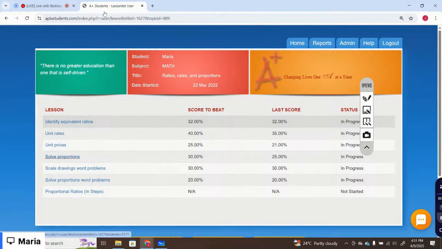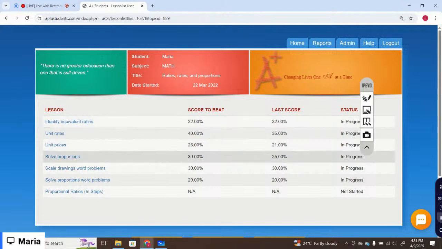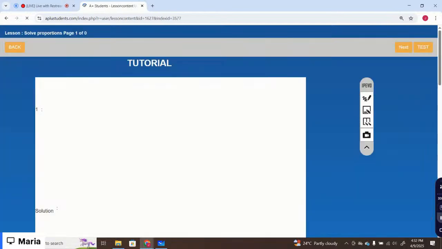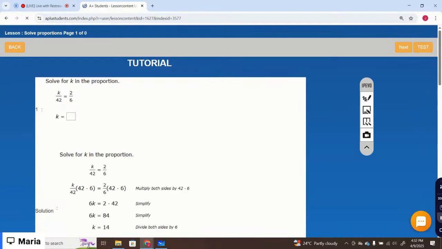The next lesson is solve proportions. Solve proportions. Let's just start with your test questions.